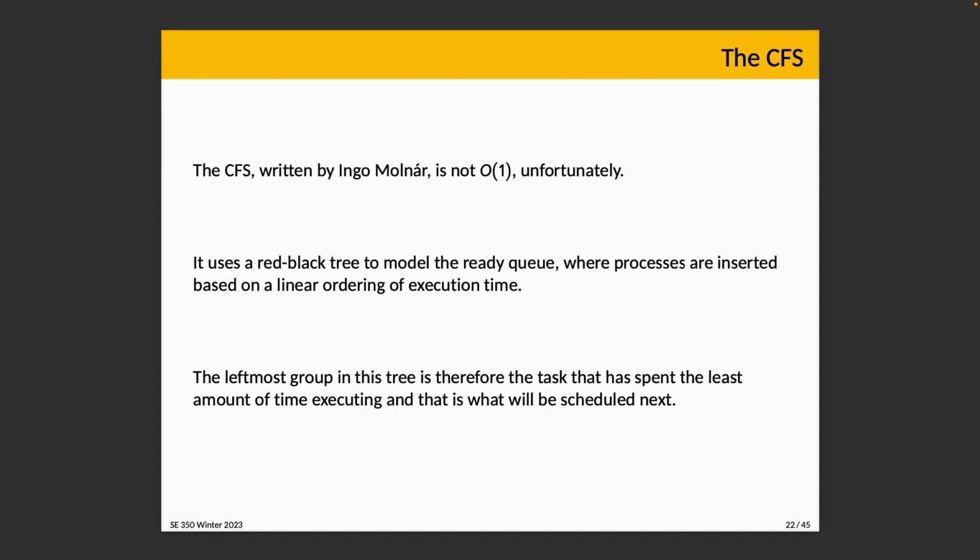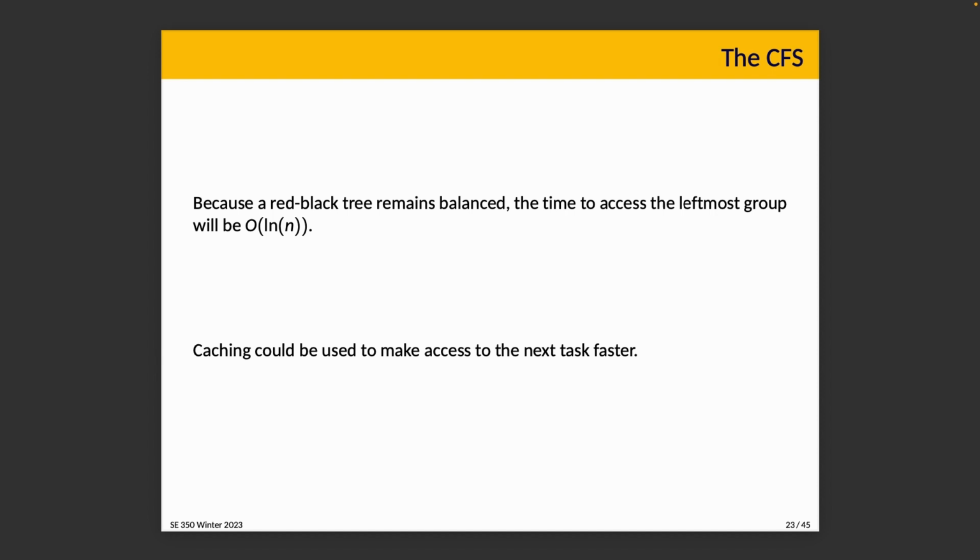It makes more sense when you see it. Because a red-black tree needs to remain balanced, the access time to get the leftmost element will be log n timing, typically, although you can use caching to make the next task faster. Because if you just keep a pointer to the next one, that makes it a little easier to serve up. But that doesn't solve everything, right? If a task gets blocked, it doesn't end up in the tree again. But if it reaches the end of its time slice or gets preempted, then it has to get inserted into the tree with its new location.